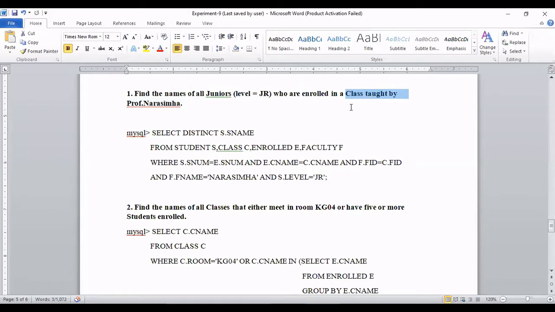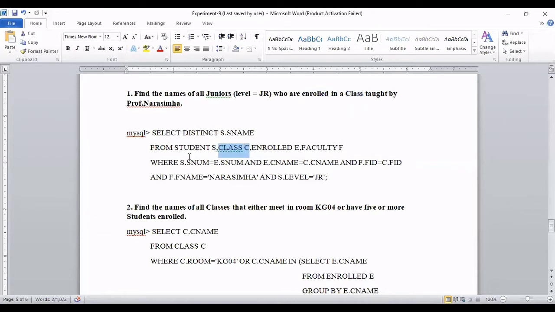Once we know that, we will go to the enrollment table. From the enrollment table, we will find the class and the corresponding student ID. Then we'll combine these. So here we need a student table, and the alias name for student is S. After the student table, we need the enroll table, and the alias name is E. Then we also need the faculty table, and the alias name is F. Then we also need the class table or the course table, because to know which class or course the faculty is teaching, we need this class table.